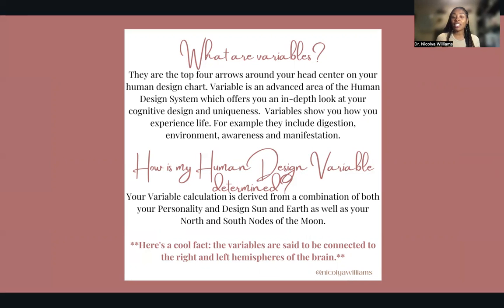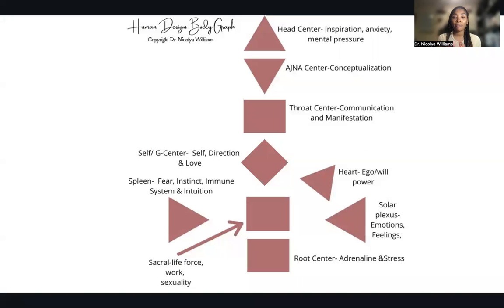Your variable calculation is derived from a combination of both your personality design and your sun and your earth design, okay? As well as your north and your south node. So all of those planets that are on the side of the body graph is what combines to pull us together, because human design is based on astrology, the Kabbalah, the chakra system, all of these things combine, and it creates this beautiful, intricate system to help you learn yourself, okay? Cool fact is variables are said to be connected to the right and the left hemisphere of the brain, which is also really cool how it comes back to the science piece.